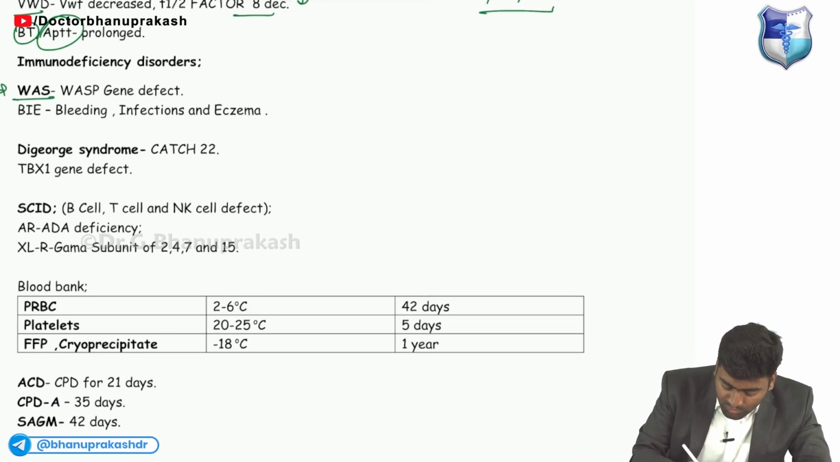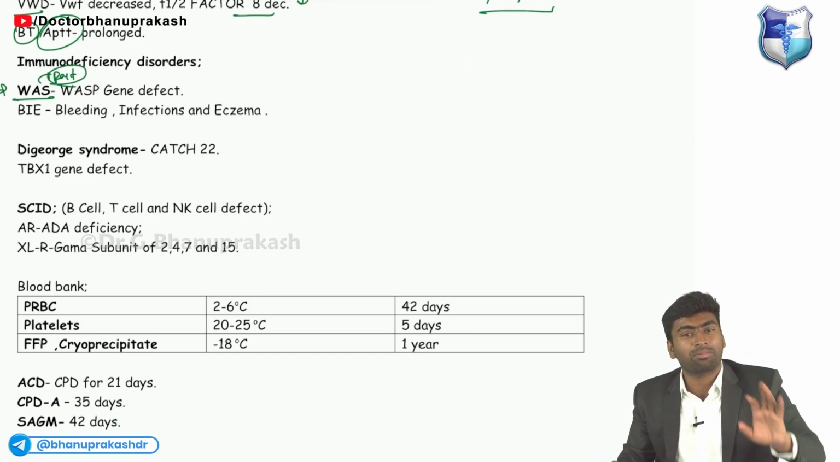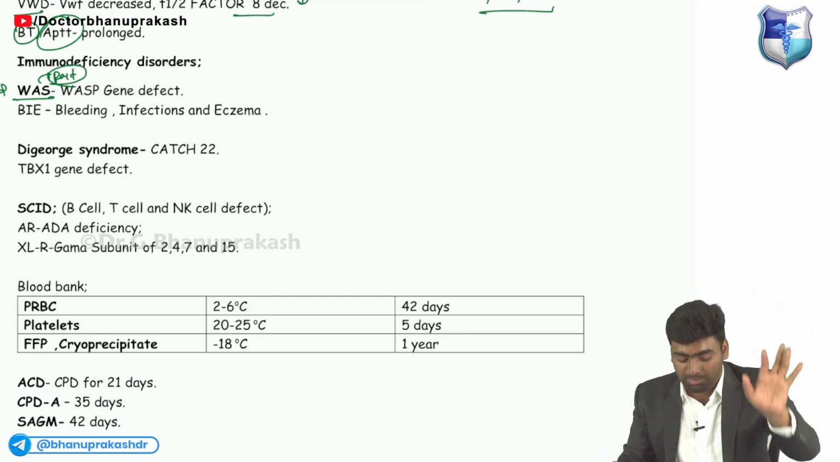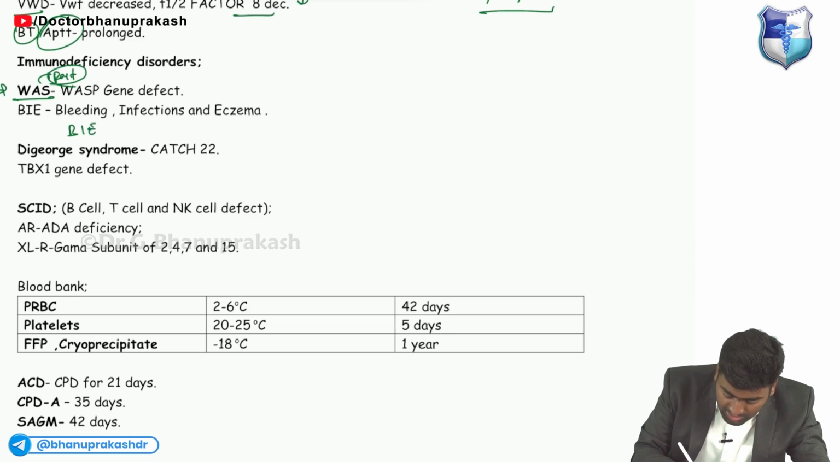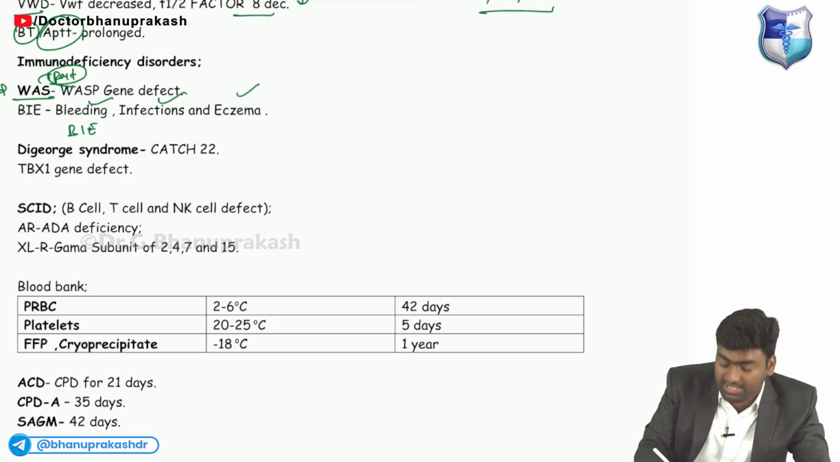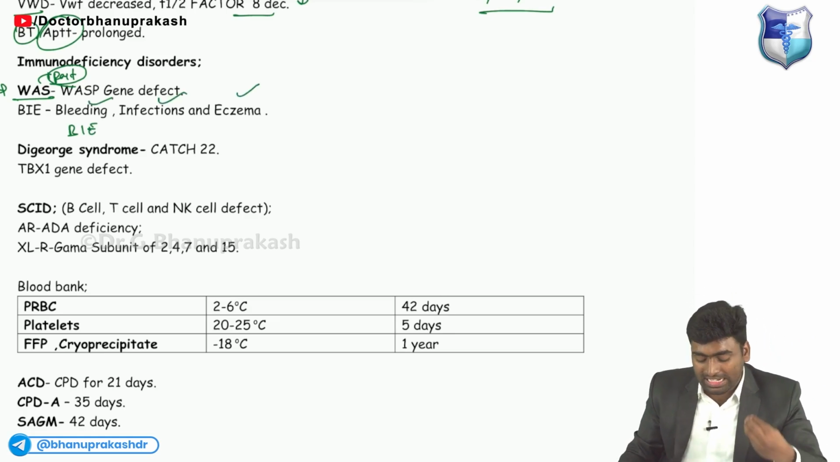And there are a few immunodeficiency diseases. So there is one thing, it is WAS, Wiskott-Aldrich syndrome. So it is the bleeding, infections and eczema. It is mostly a male child with bleeding, infection, eczema.